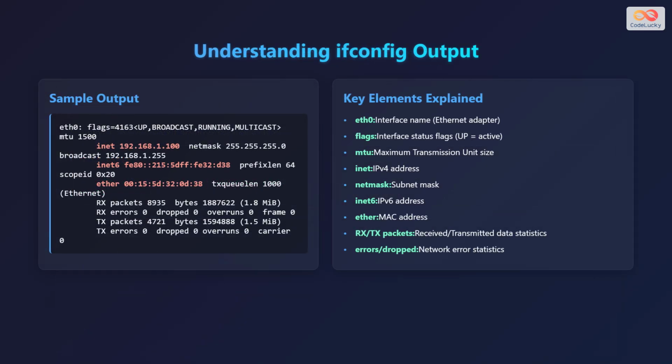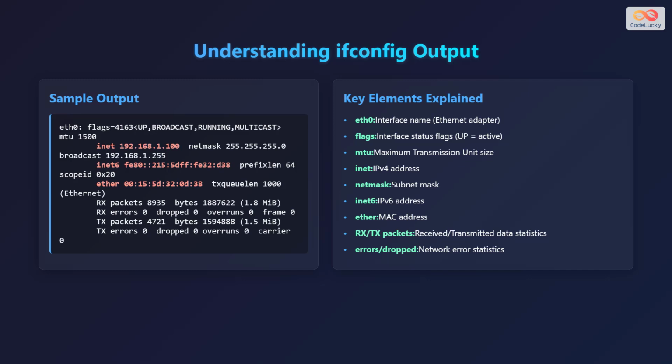Let's learn to understand the ifconfig output. Here is a sample output of the ifconfig command. eth0 is the interface name, which refers to an Ethernet adapter. The flags indicate the interface status such as up, which means active. MTU is the maximum transmission unit size.